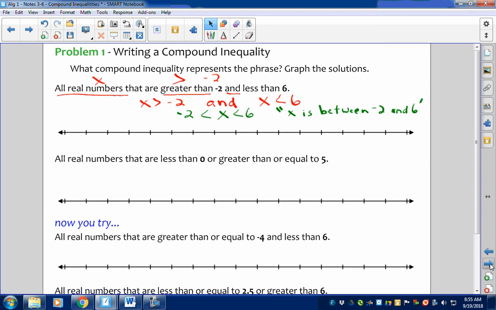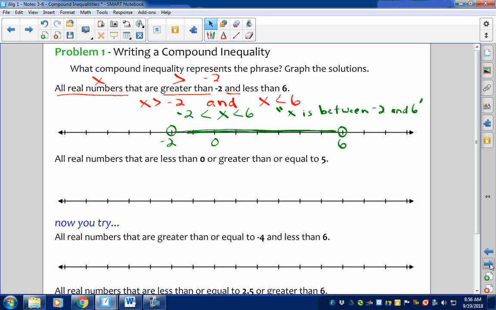Let's go ahead and graph it here. If I place 0 right here, negative 2 would be here. 1, 2, 3, 4, 5, 6 is right here. And so I have an open circle at negative 2. It says x is greater than negative 2. And an open circle at 6. And I would shade everything in between here. So my solution set looks like that. So in the very first problem in your classwork, I'm going to ask you to do that, is write the inequality. It'll either be an and or an or, and then graph it.